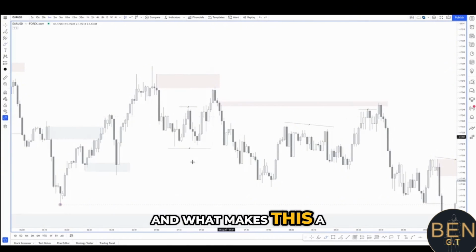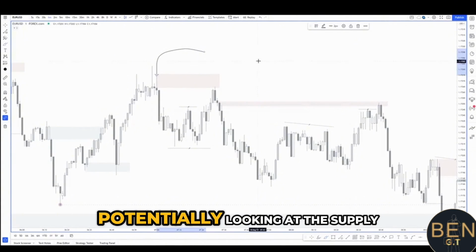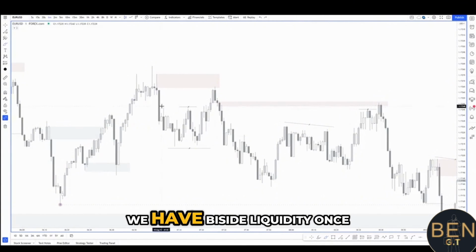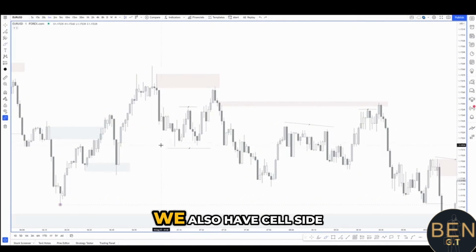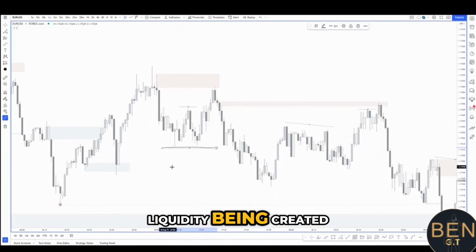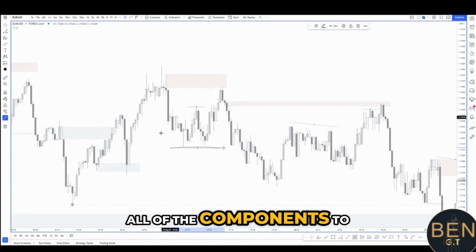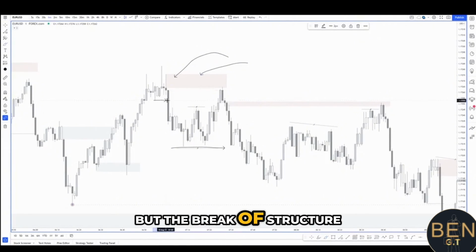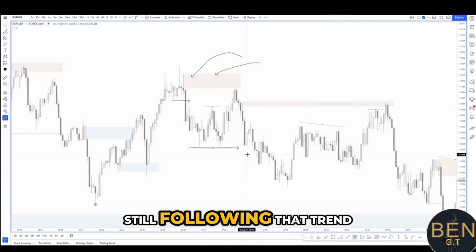And what makes this a slightly stronger probability that I would be looking at this supply zone is the fact that we have inducement being created. We have buy side liquidity once again being created just underneath this supply zone. We also have sell side liquidity being created. We know we're in a bear trend, so now we're just adding in all of the components. I know that this broke structure, but the break of structure was pretty weak, but we're super bearish. We're still following that trend.